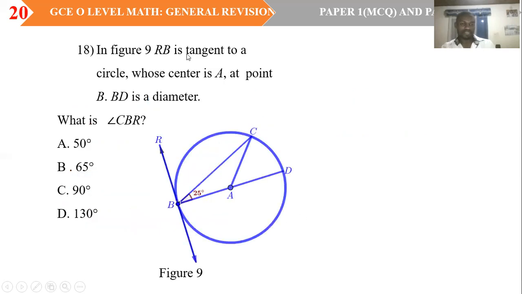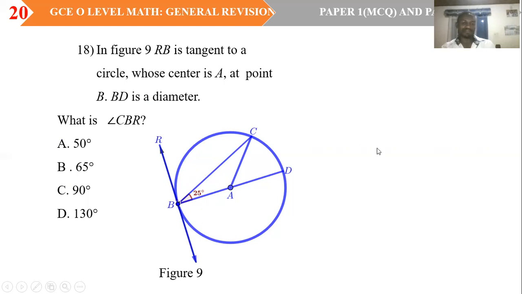In figure 9, RB is tangent to a circle whose center is A at point B. BD is a diameter. What is angle CBR? Angle CBR, this is C, this is B, this is R, is the angle at B formed by these three, C, B, and R. So this angle.